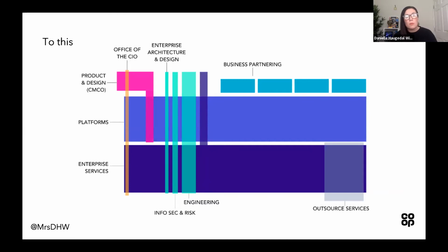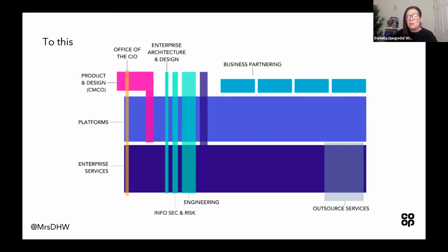So these are products that we might have bought, or products that we've built that are now in a phase of just continuous improvement, to a place where things that are brand new, that are more in discovery and proof of concept, can live as well, and also better facilitation of the things that support everything.